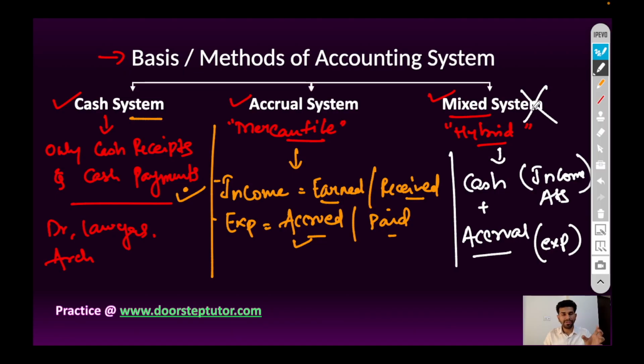So under cash system, the transactions are recorded only when cash is received or paid. Generally, professionals maintain accounting under cash system. The businessmen maintain accounts under accrual system or mercantile system, in which income is recorded when it is received or earned and expenses are recorded when they are paid or due. Under mixed system or hybrid system, which is a combination of cash system and accrual system, income and assets are recorded on cash basis and expenses are recorded on accrual basis. But in India, it is not allowed to follow hybrid system of accounting.